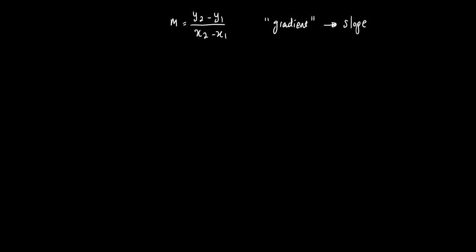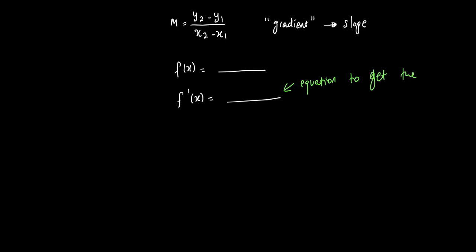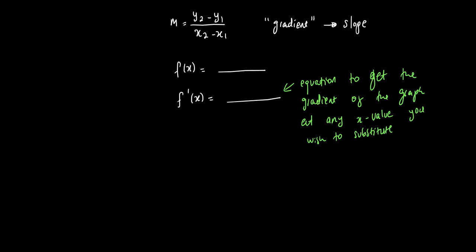So I need you to understand that if you are given f of x is equal to something, and you calculate the gradient, understand what the answer you are getting is. The answer that you get here is an equation to get the gradient of the graph at any x value you wish to substitute. This is called the derivative of the graph. Now that derivative is an equation that you're going to use to get the gradient of the graph at any x value that you wish to substitute.